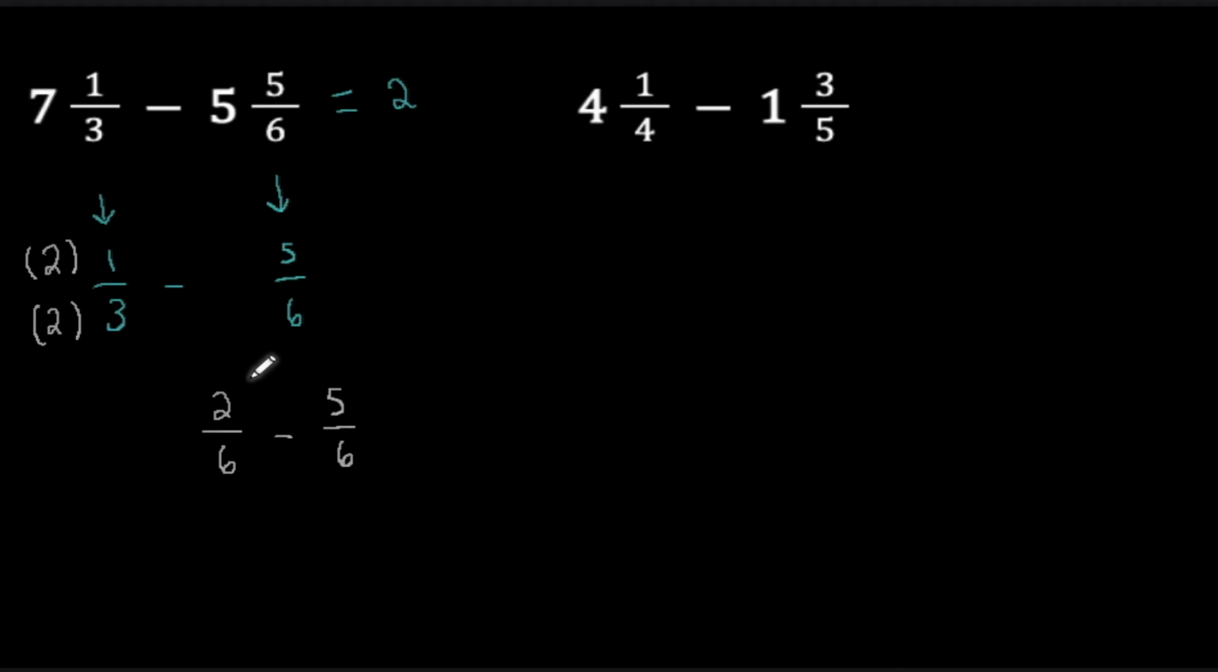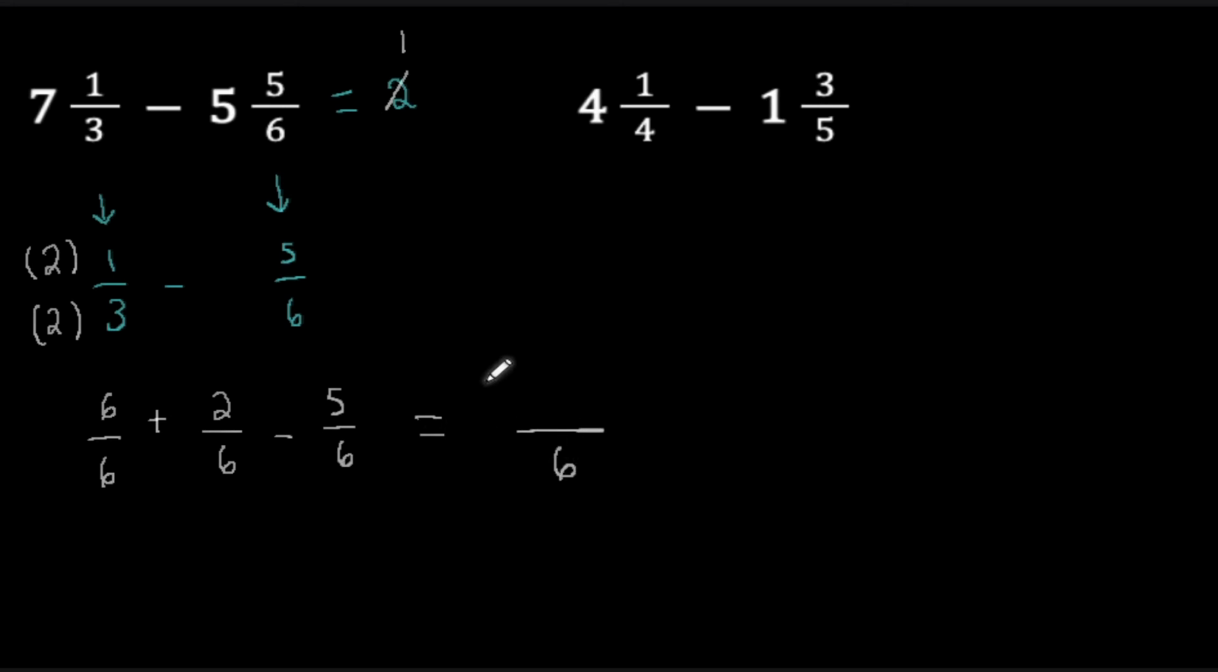But take a look here. We cannot take 5 from 2. So we actually have to borrow 1. So we have to borrow 1 from the 2, making it 1. And we have to add the borrowed 1 to 2 over 6. So we can actually manipulate this 1 by placing 6 over 6. So notice we have a common denominator of 6.